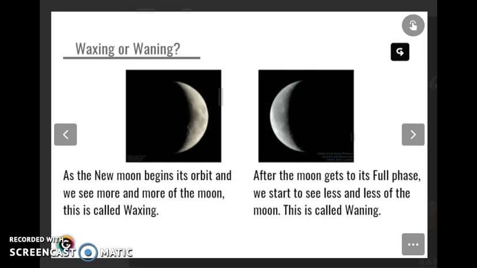But what is waxing or waning? As the new moon begins its orbit and we see more and more of the moon, this is called the waxing. Then after the moon gets to its full phase, we start to see less and less of the moon. This is called the waning.